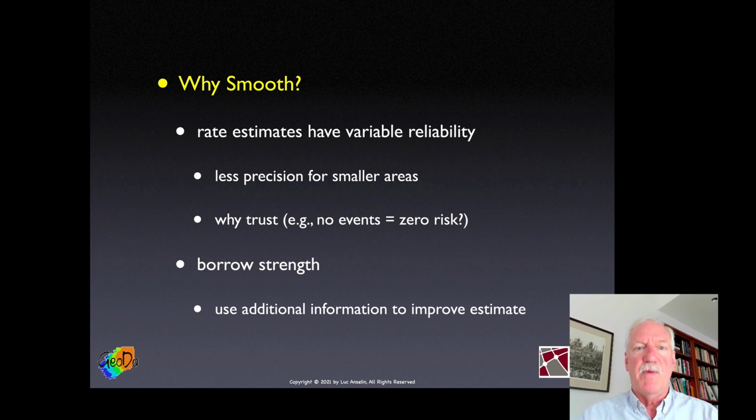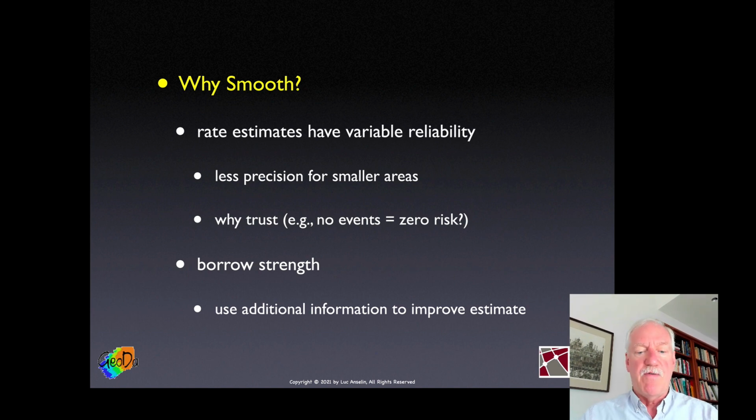We will transform the rate a little bit, and this is called rate smoothing. And it's particularly relevant in the field of disease mapping. So the rate estimates have variable reliability. They're less precise for small areas. So why should we trust them for small areas? That's a small area problem.